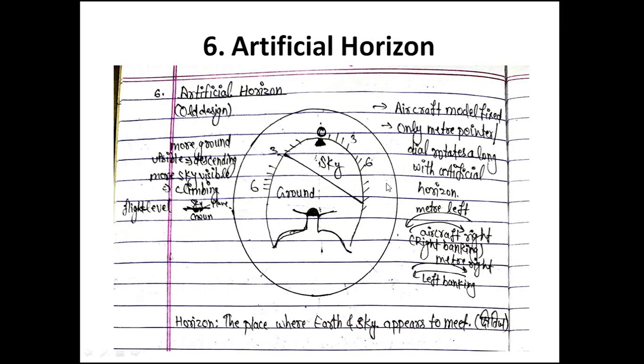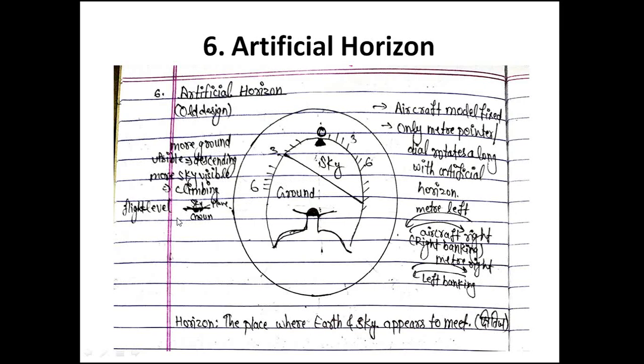This means the two instruments inside the inner structure are fixed. Only this ground and sky, this artificial horizon, and this meter will move. If your meter turns towards left, suppose this meter is turning towards left, it means your aircraft is turning right, meaning you are taking right banking. If your meter is turning towards right, it means you are taking left banking.